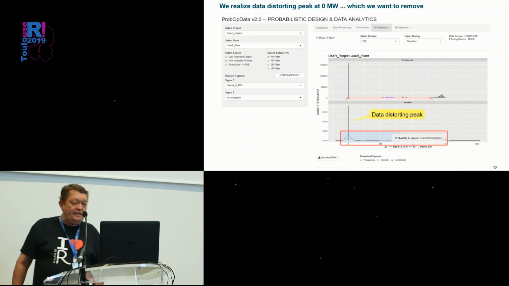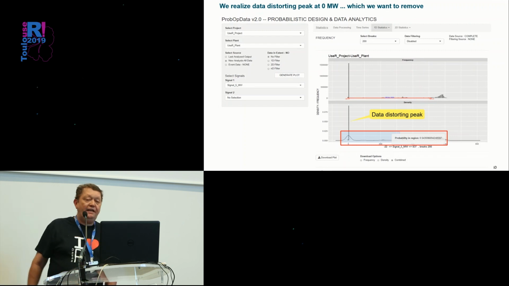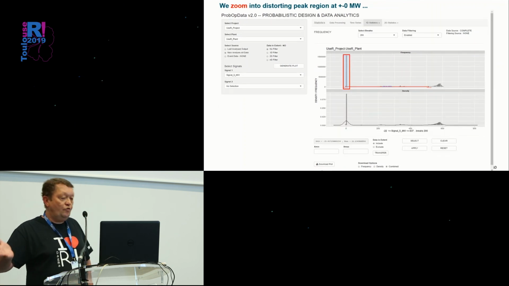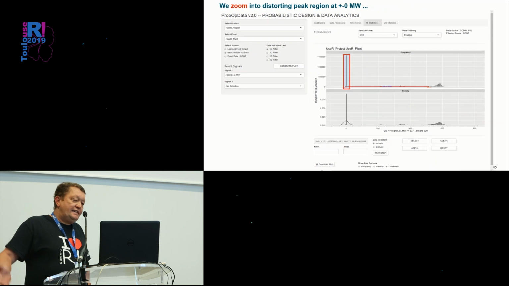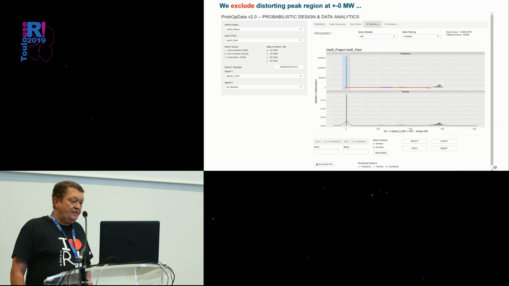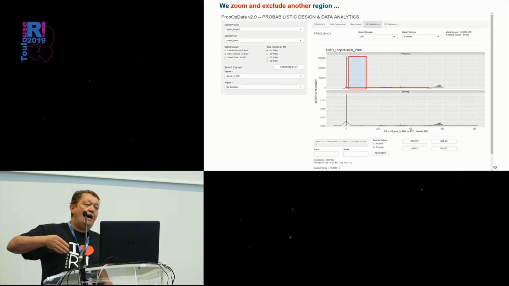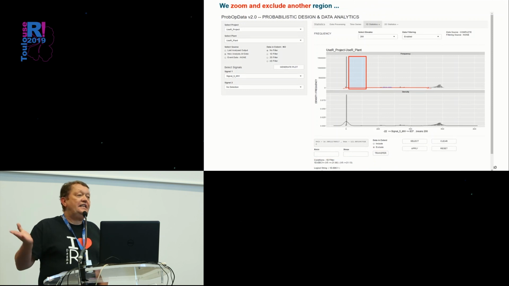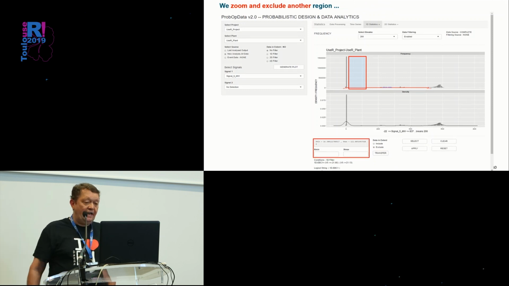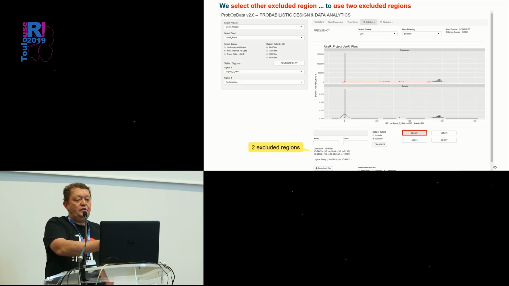Here you see something distorting, a data distorting peak, which we don't like. We want to remove it. So we select it, we zoom in, we select it, we exclude it. And we can even exclude several regions which we don't like, because we want to apply our statistics only on valid regions. Okay, this is the second region. Now we have excluded two regions.